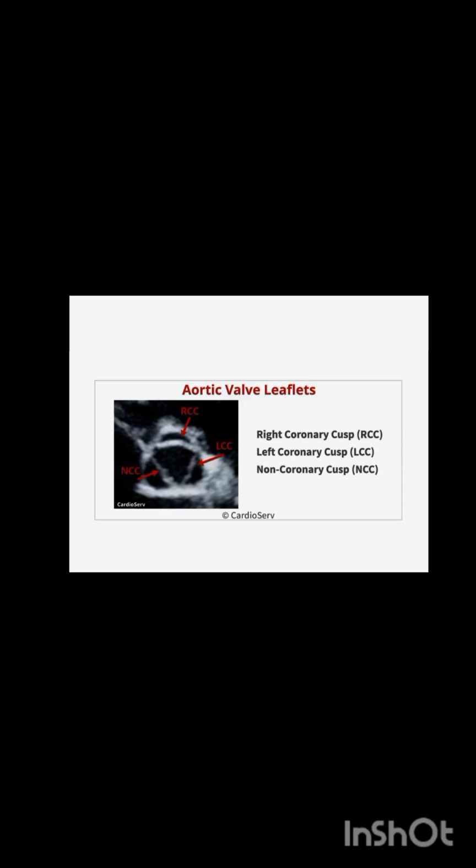Here we see the right coronary cusp on the right side, toward the RV side, the upper side. Look, I have labeled it: the RCC is the upper side, the left coronary cusp is the left side, and the non-coronary cusp is almost on the upper side of the interatrial septum. This is the short axis aortic window, so all the cusps are shown here.